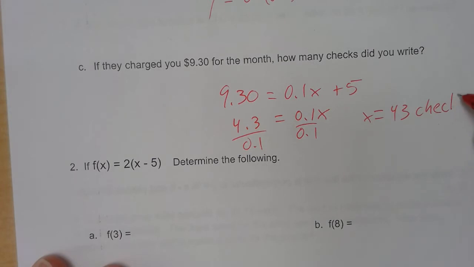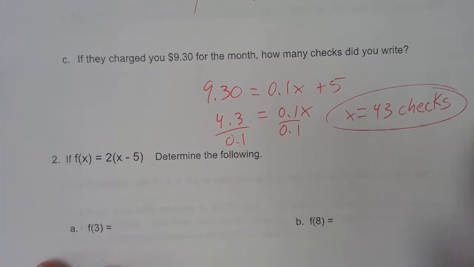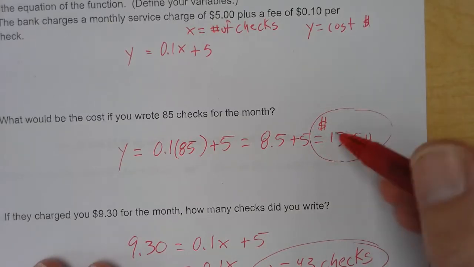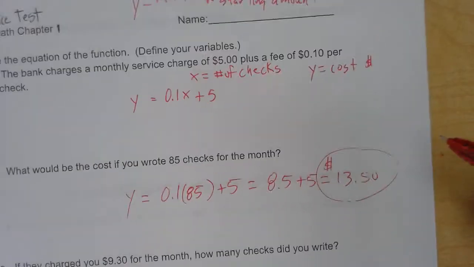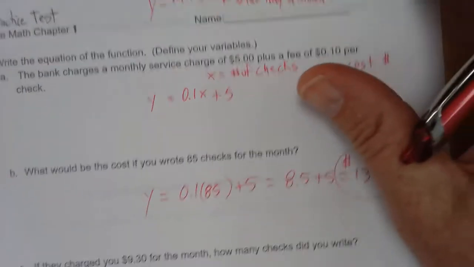Since these are story problems, we want to make sure that we don't just say the answer is 43, it's 43 checks. I labeled this as $13.50. That's the answer. I defined my variables. I wrote the equation. We're all good on question 1.